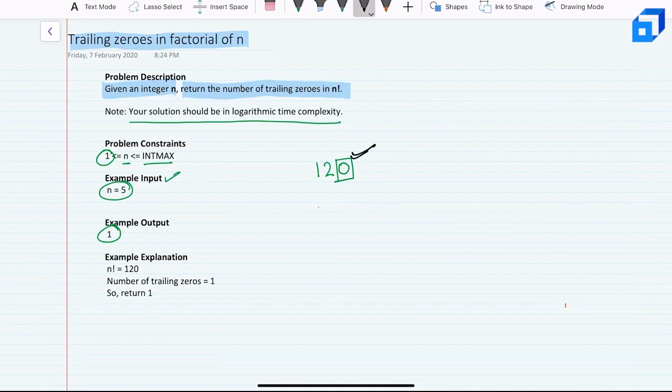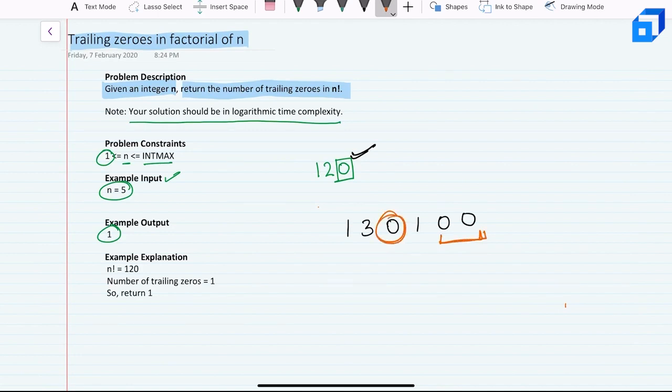Now what is a trailing zero? If you look at here and say there are 3 trailing zeros, then you are wrong. Why? Because a trailing zero is the one which is at the rightmost end and has no non-zero number to the right of it. So here there are only 2 trailing zeros. This one will not be counted as a trailing zero.